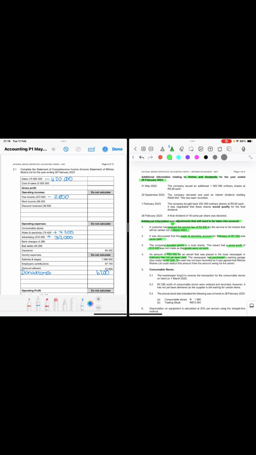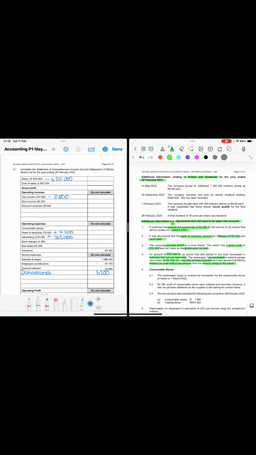The newspaper had purchased a parking garage door motor for 7,500. So that was a sale. The sale has not been recorded, as it was agreed that Mkhize Motors could deduct this amount from the amount owing for the advert. So this was a sales transaction. We need to record that as a sales transaction. Yes, according to the debtors control and creditors control, the different accounts will be dealing with that transaction separately in a different way, but as to what would usually be done, for our statement of comprehensive income, we need to record that sales transaction.